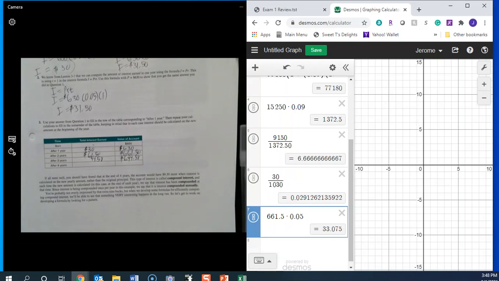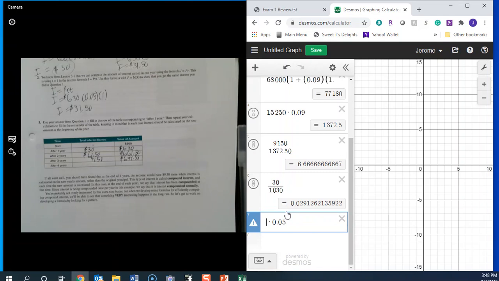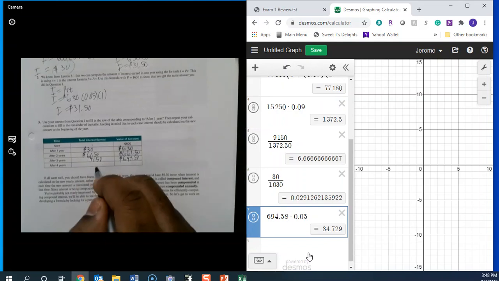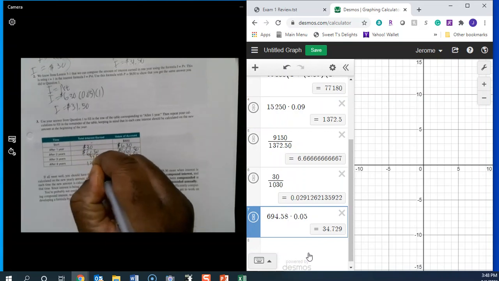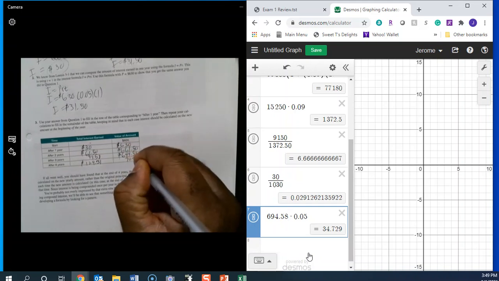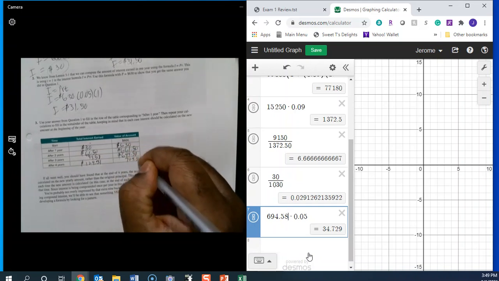And then after 4 years, same thing, the same procedure. We'll take $694.58 and multiply it by the 5%, so it'll be $34.73, which we will add here. And then that would give us $129.31. And we add that to 600, be $729.31.